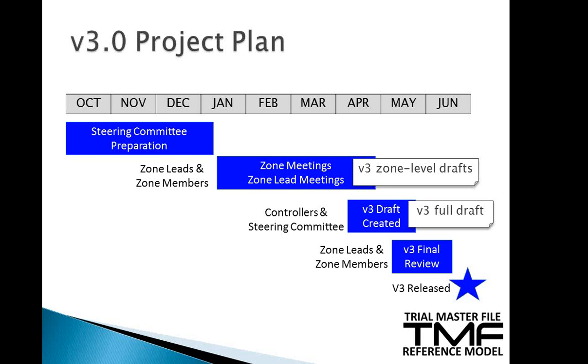As I mentioned, this project began back in October with the TMF reference model steering committee, and we broadly arranged the project into 3 phases. One was the zone meetings, so we had volunteers assigned to each of the 11 zones, and they worked individually in their zone teams to create drafts. Those drafts then went up to the steering committee for review with the zone leads, a joint review. And finally, we had a final review among all the TMF reference model group members before we released the model.